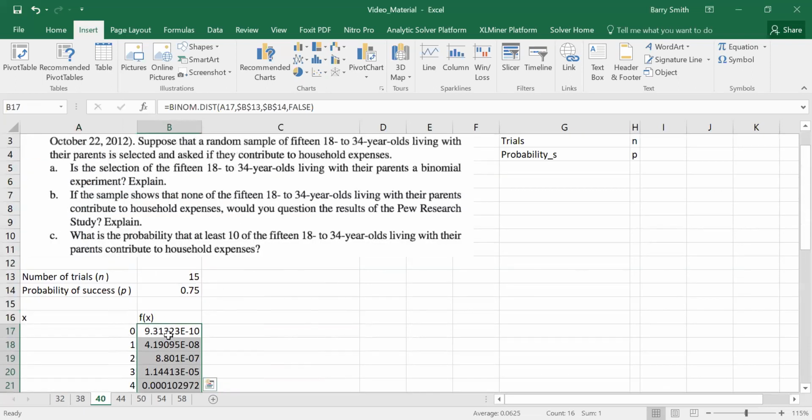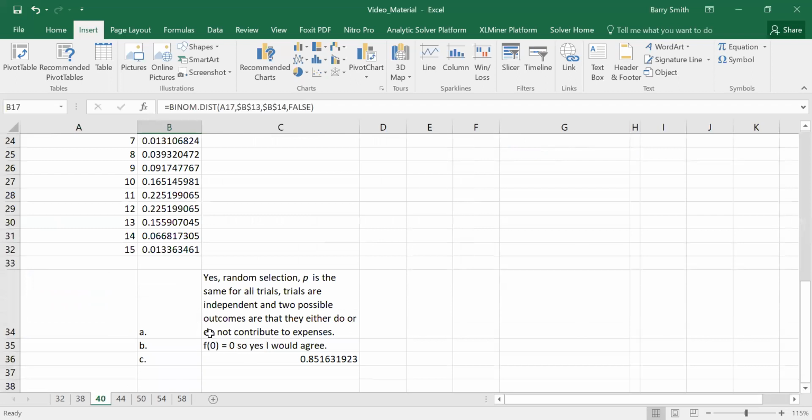So f of 0 is basically 0, that's 0, that's 0, that's 0. So would I question it? I would not question it because basically this is 0. So if none of them do, that would be a good thing. So I said, yeah, f of 0 is 0. So yes, I would agree with it.